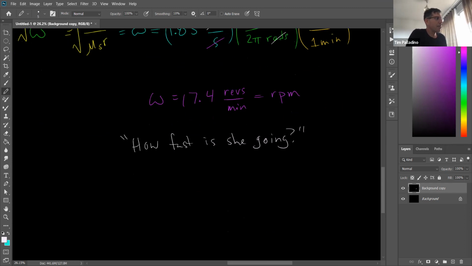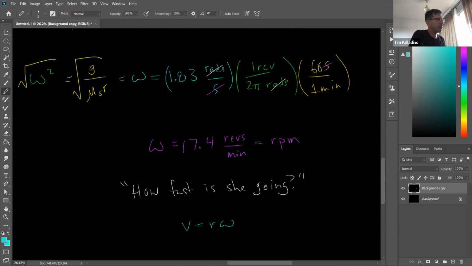So when I'm asking how fast is she going, usually what we're asking for in this case is the tangential velocity. So in this case, r omega. The reason I bring this up is because you might be asked a problem like this. And so what you'll have to do is distinguish: you don't want to use this value. You want to use whatever this omega was when it was in units of radians per second. In this case, you want to use the 1.83 radians per second.